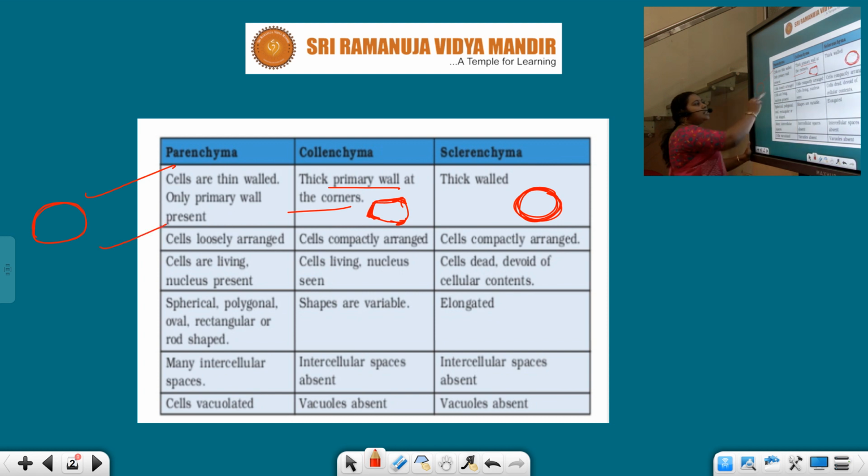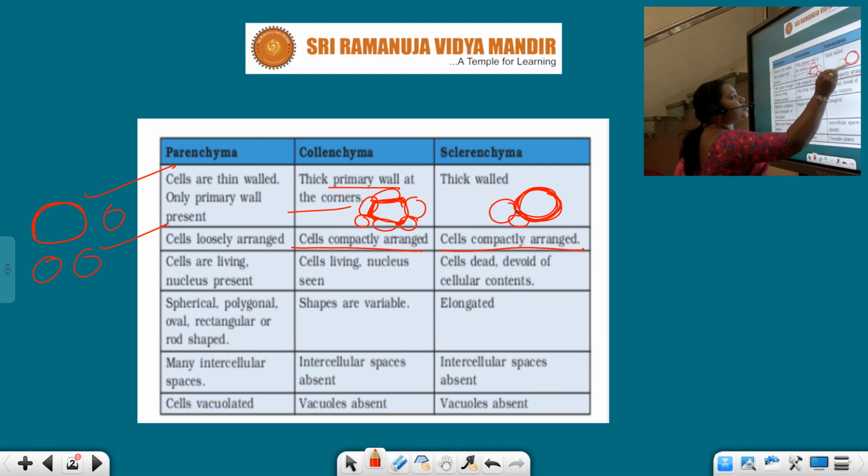Here in the parenchyma, cells are loosely arranged. There are more intercellular spaces present between the cells. In collenchyma, cells are compactly arranged, with no much gap between two different cells. Intercellular spaces are absent. Cells are compactly arranged. So, sclerenchyma.